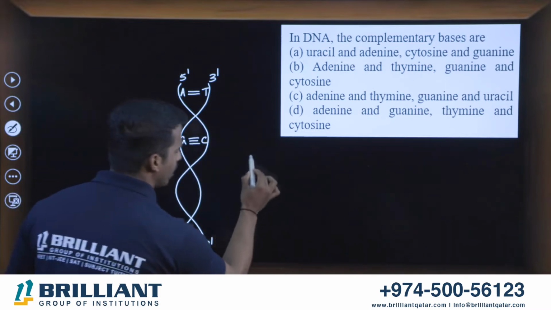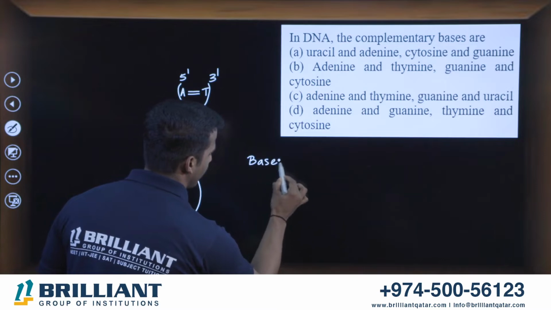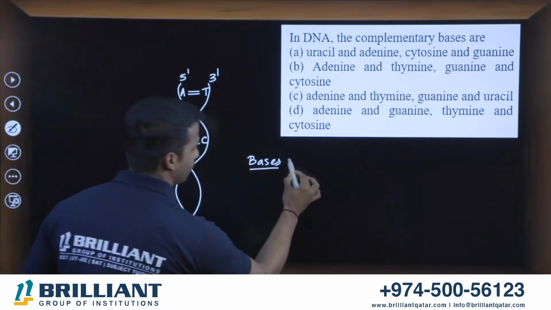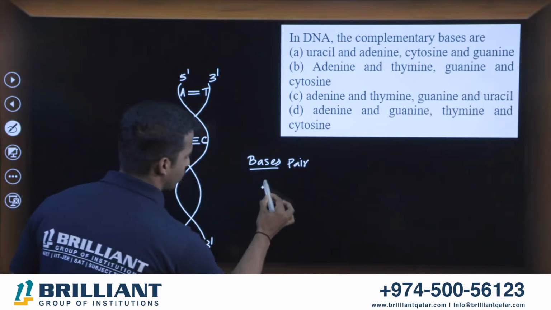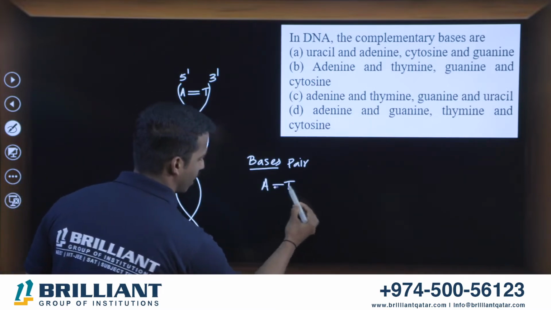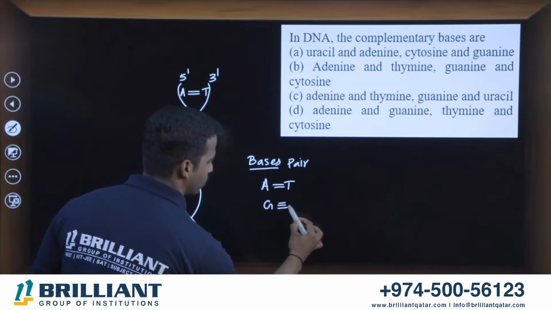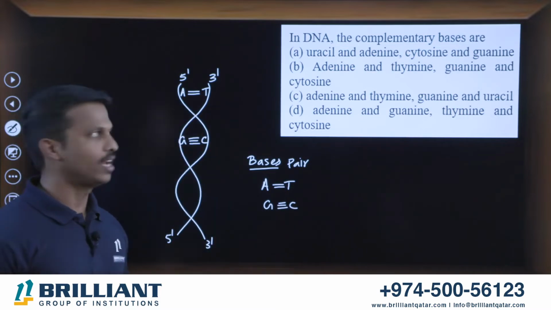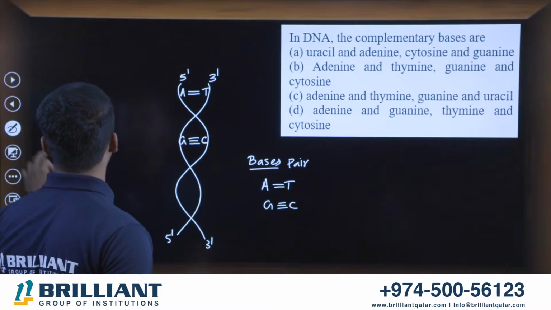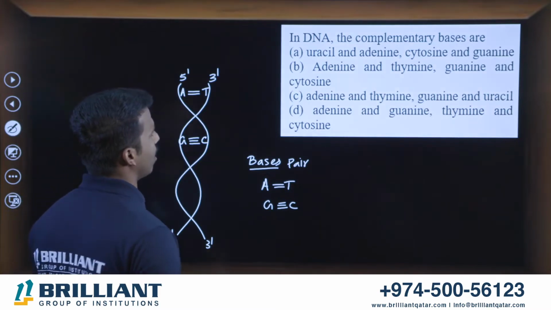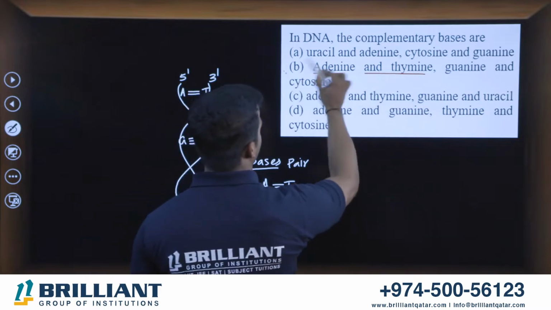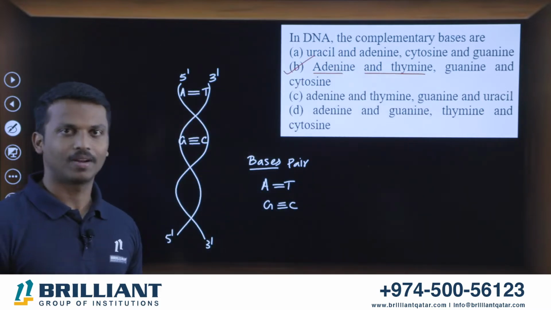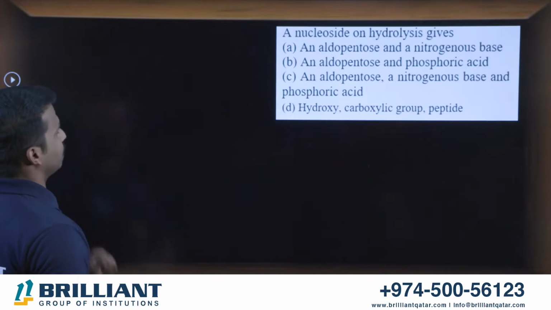So what are the bases which are present as base pairs in a DNA? That is always adenine with thymine through a double bond, guanine with cytosine through a triple bond. Alright, so in DNA the complementary bases are adenine and thymine, guanine and cytosine, right? Option B is the correct answer. Clear all of you? Next question.